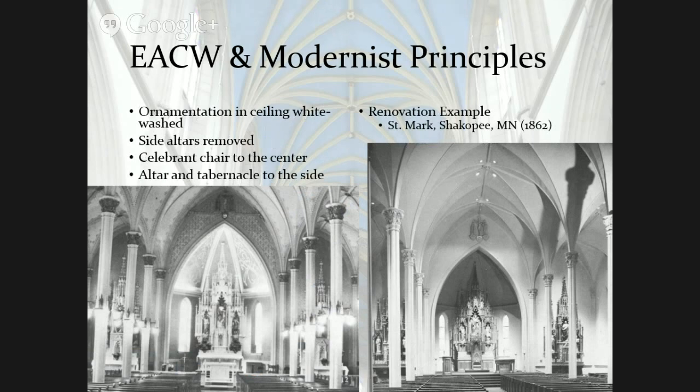So to give an example of that, this is one that comes from the document. This is an example of a renovation in the picture. So this is St. Mark's in Minnesota, and it was built in 1862. So if we look over here, on the left side we have what it looked like originally. So you can see a lot of ornamentation. You can see, behind the altar, the fancy side altars going on there.